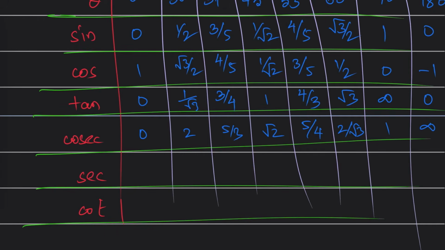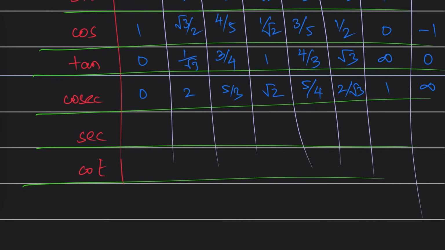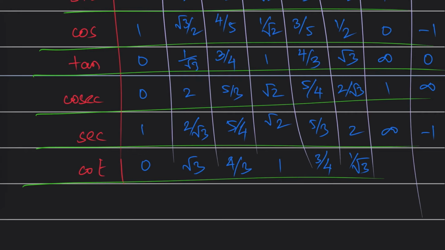0, which is infinity. Sec is the inverse of cos, so you just reverse cos. 1, 2 by root 3, 5 by 4, root 2, 5 by 3, 2, infinity, and minus 1. Cot is the inverse of tan: infinity, root 3, 4 by 3, 1, 3 by 4, 1 by root 3, 0, and infinity.